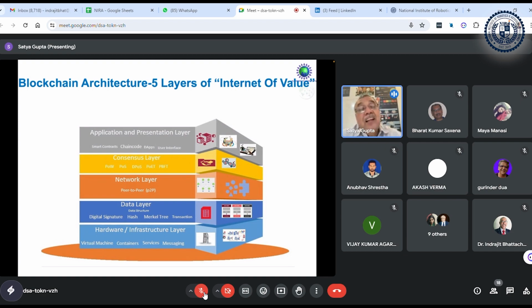And then the real thing comes, the top layer, application and presentation layer. These are the top 3 layers of the normal internet. They have been put together, and that is where you have various apps like smart contracts, chain code, DApps, user interface. That API starts from here.